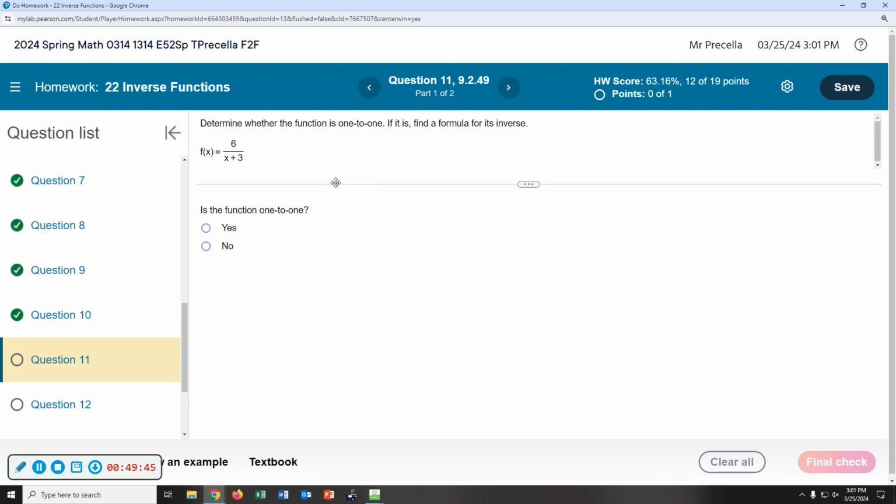Let me write the problem down. f of x is equal to 6 over x plus 3. Determine whether the function is 1 to 1. If it is, find a formula for its inverse.